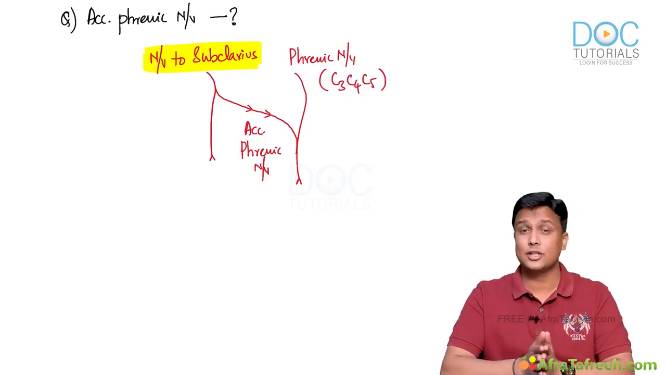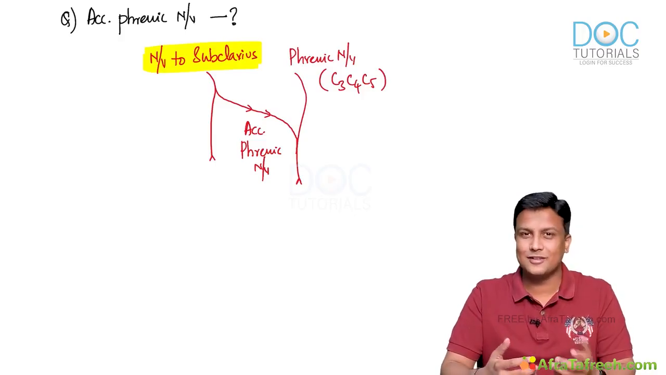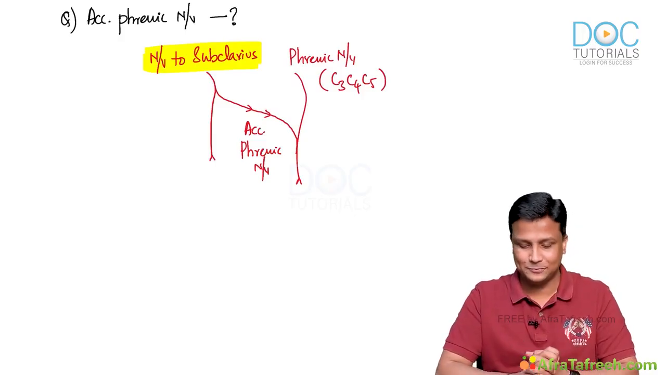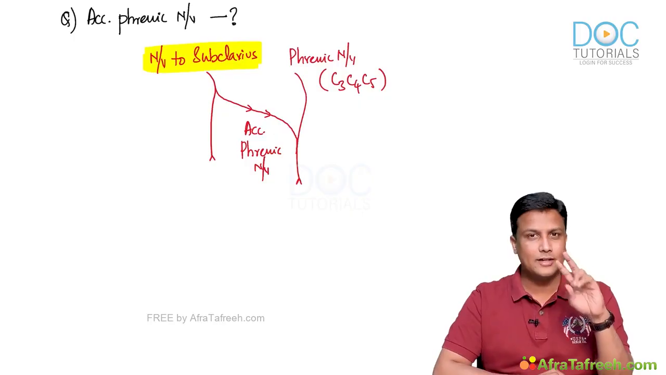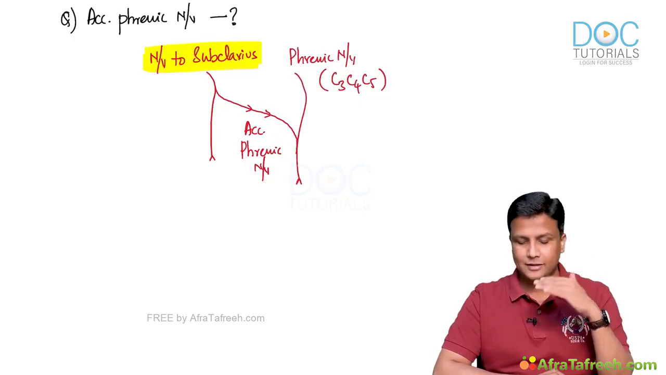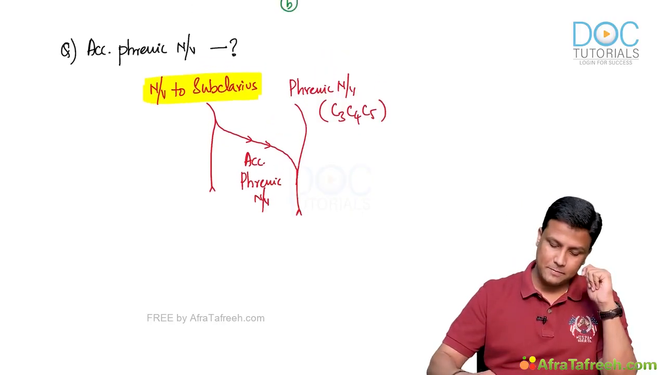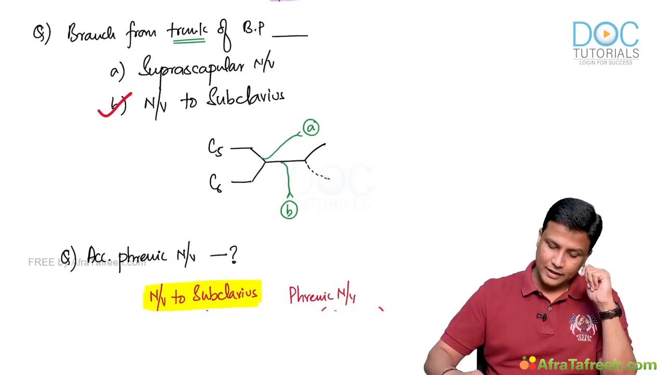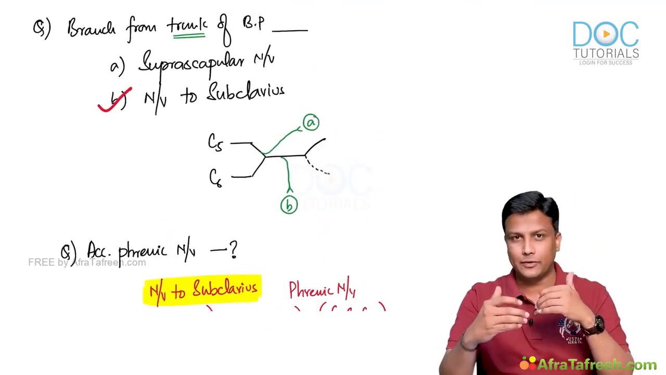Even this was asked in your exam. So there are some interesting questions regarding nerve to subclavius. Be careful with that one. So two important things I told you. Number one, the accessory phrenic nerve is given by nerve to subclavius. Number two, remember, it is the actual branch which is coming from the upper trunk.